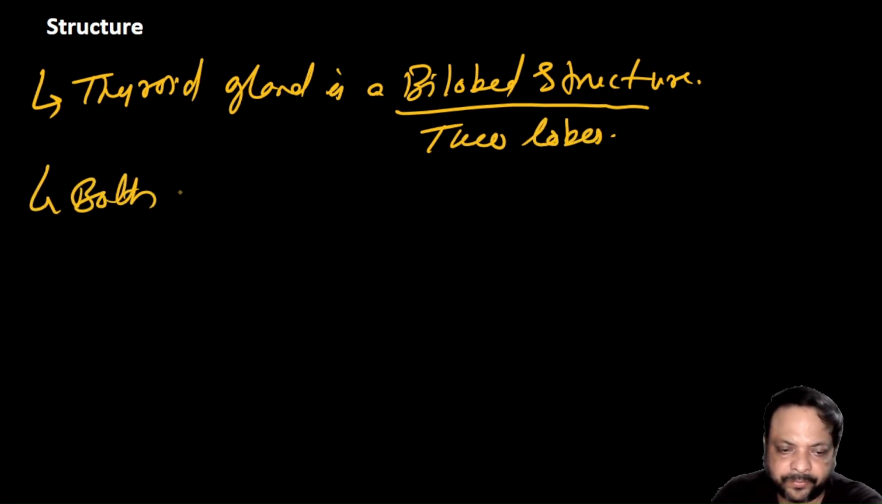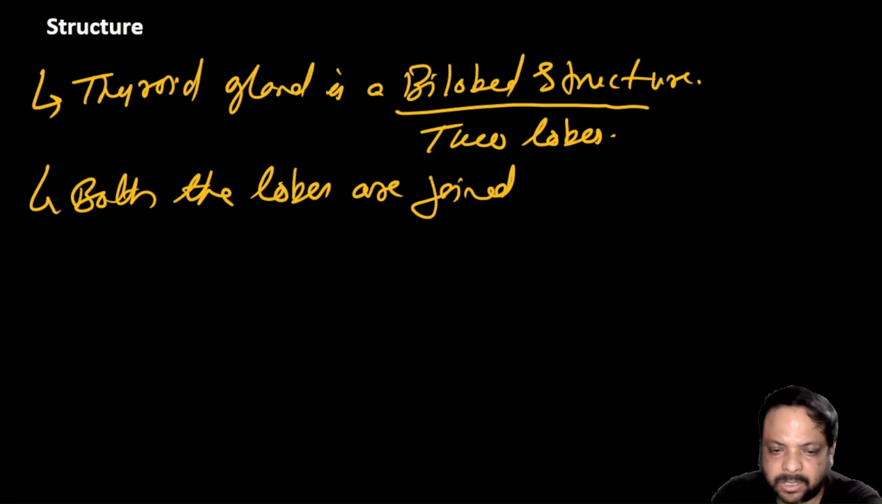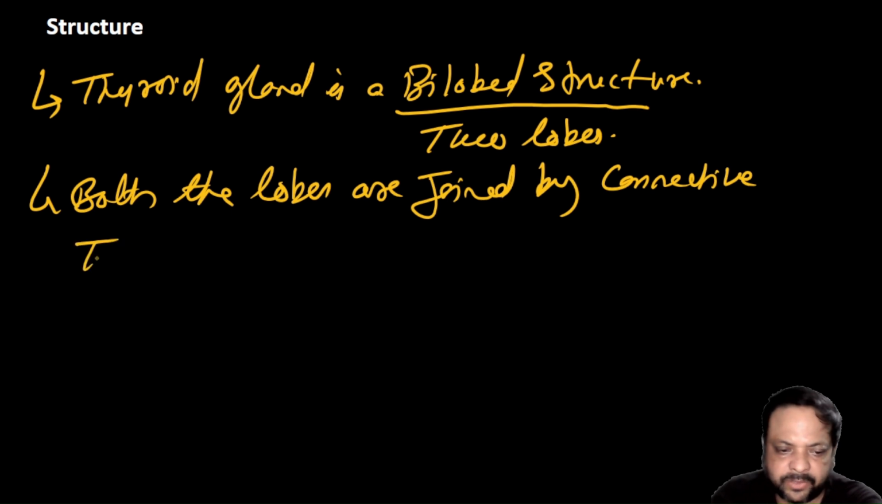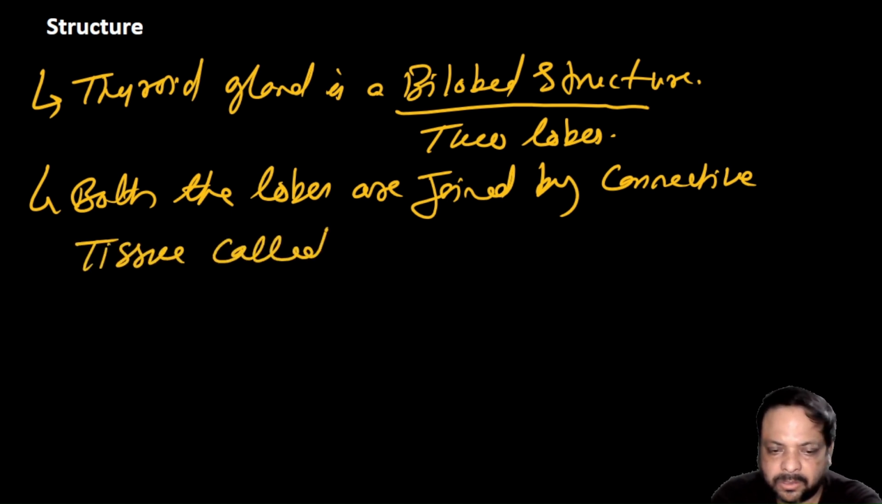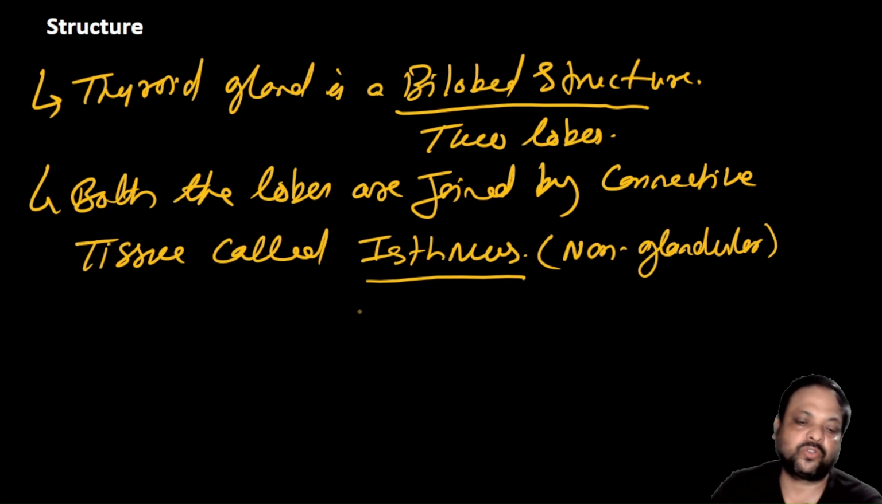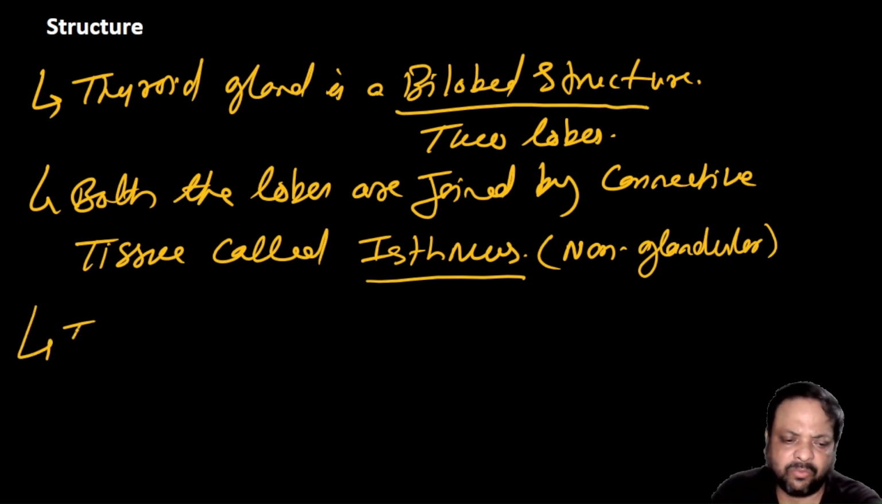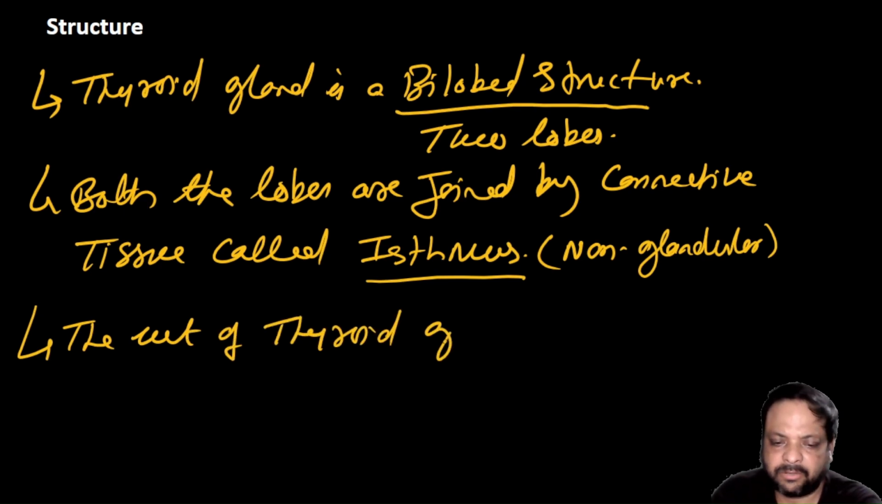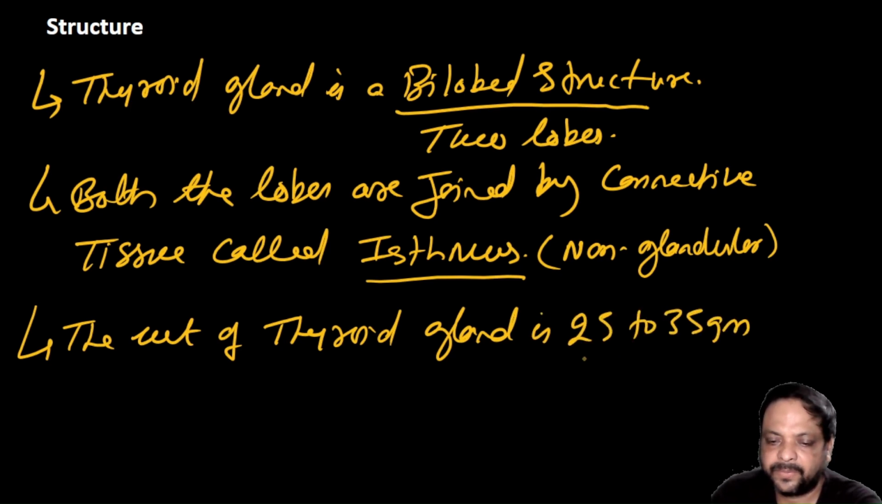Both the lobes are joined by connective tissue called the isthmus. And this isthmus is the part which is non-glandular, which means it never releases any hormones. So it is a non-glandular part. Got it? And the weight of the thyroid gland is about 25 to 35 gram.